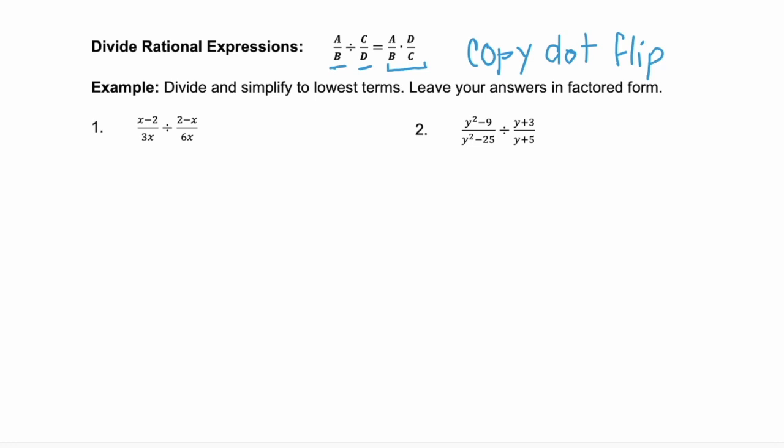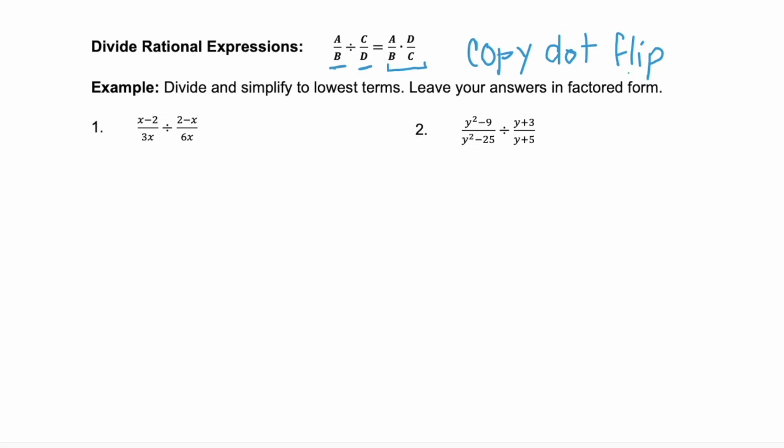That's an expression commonly taught in the high schools, and what it's reminding you to do is that you're copying your first rational expression. You're changing division to multiplication, the dot symbol, and then you're flipping or multiplying by the reciprocal of that second fraction, your divisor. So let's look at an example.